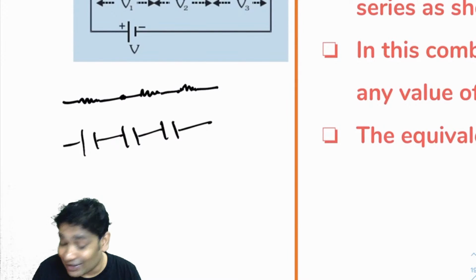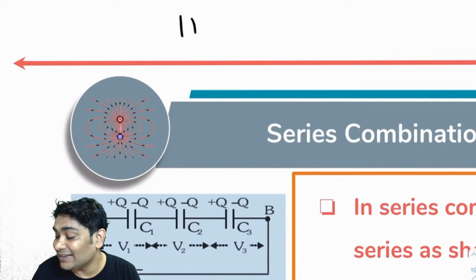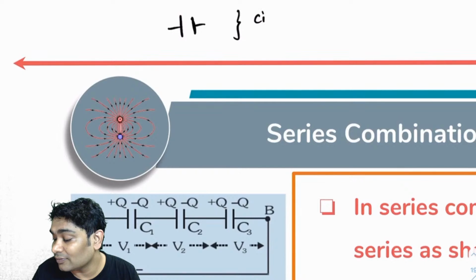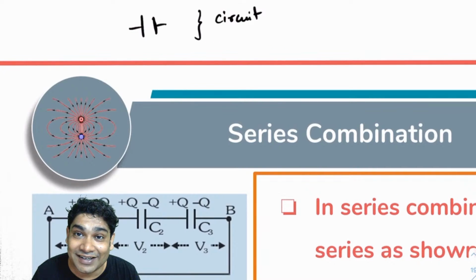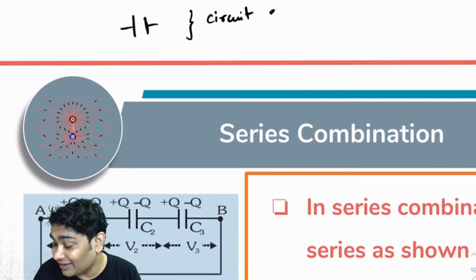Oh, by the way, this is the circuit symbol of a capacitor. Okay, this is the circuit symbol of a capacitor. By the way, it doesn't matter what kind of capacitor it is. Even if it's a spherical capacitor, you will represent it like this. This is just the circuit symbol.